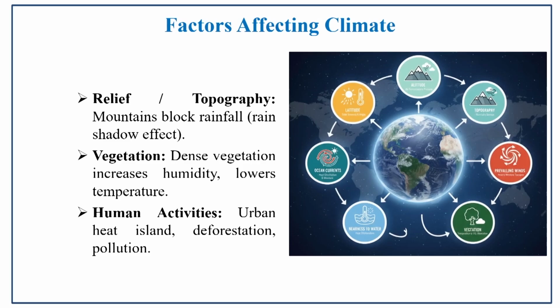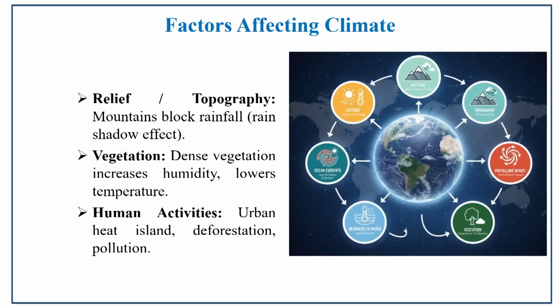The next factor is the relief and topography. The relief means the landform. It may be a plain region, a plateau region, or a mountainous region. If it is a mountainous region, it has both sides: one is the windward side and the other is the leeward side. What is meant by windward side? The windward side is the region where the rainfall is received, and the leeward side is the rain shadow region, which restricts the flow of rainfall in that particular region.